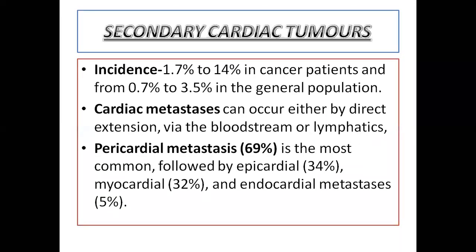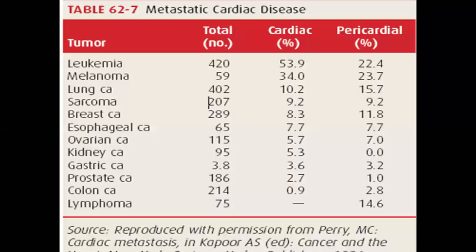Secondary cardiac tumors have an incidence of up to 14% in cancer patients, and up to 3 in 100,000 in the general population. Cardiac metastasis can occur by direct extension, through the bloodstream, or via the lymphatics. Pericardial metastasis, up to 70%, is the most common, followed by epicardium, then myocardium, and 5% endocardial metastasis.